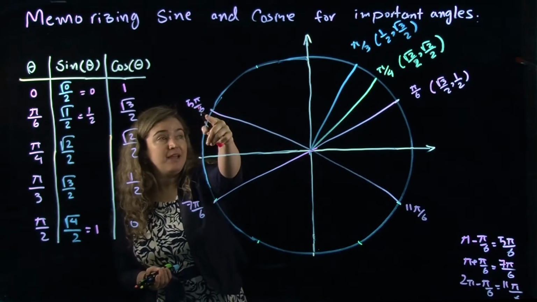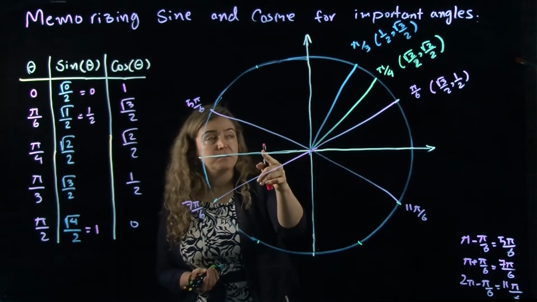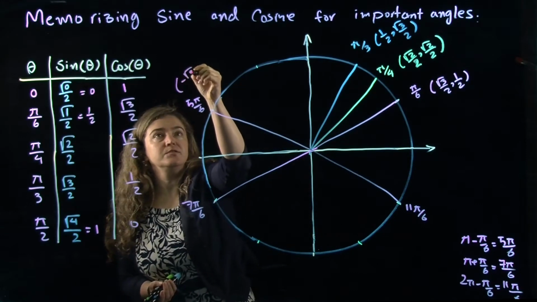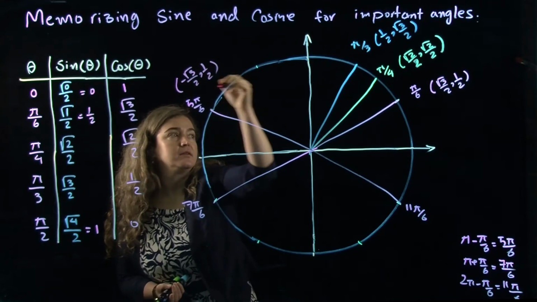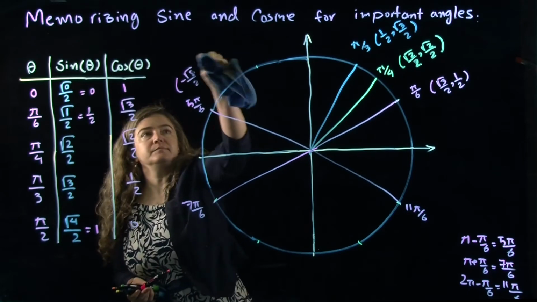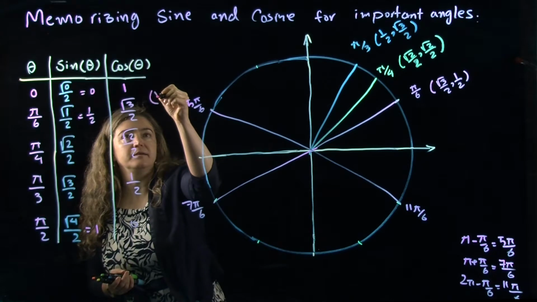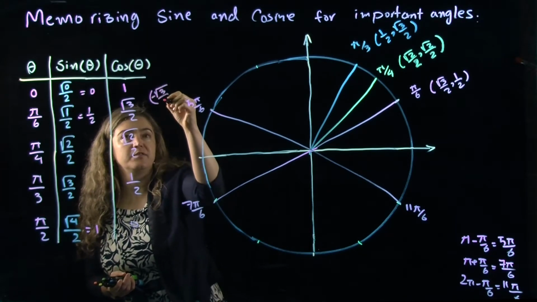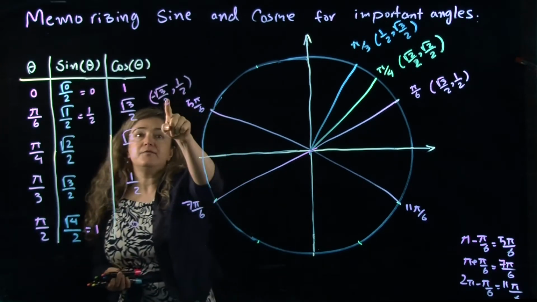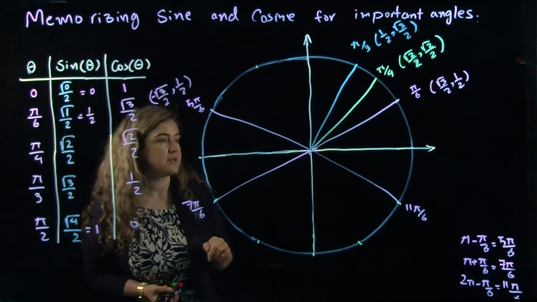Now, 5 pi sixth is in the second quadrant. Therefore, the x value should be negative and the y value should be positive. So I use this value to find the x and y value for this one: negative square root of 3 over 2 and positive 1/2. Therefore, this is cosine of 5 pi sixth, and this is sine of 5 pi sixth.